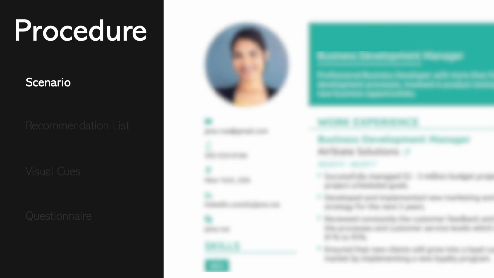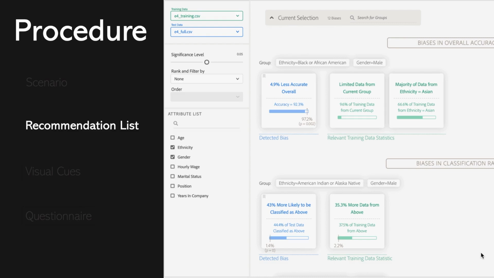Participants first read the job performance prediction scenario that I have been talking about. In this scenario, there were two companies. Each had a performance prediction model. Participants were asked to detect biases in the first model using the first prototype, and the second model using the second prototype. Participants then read a bias report for intersectional ethnic and gender groups using the first prototype, which is the recommendation list prototype in this case.